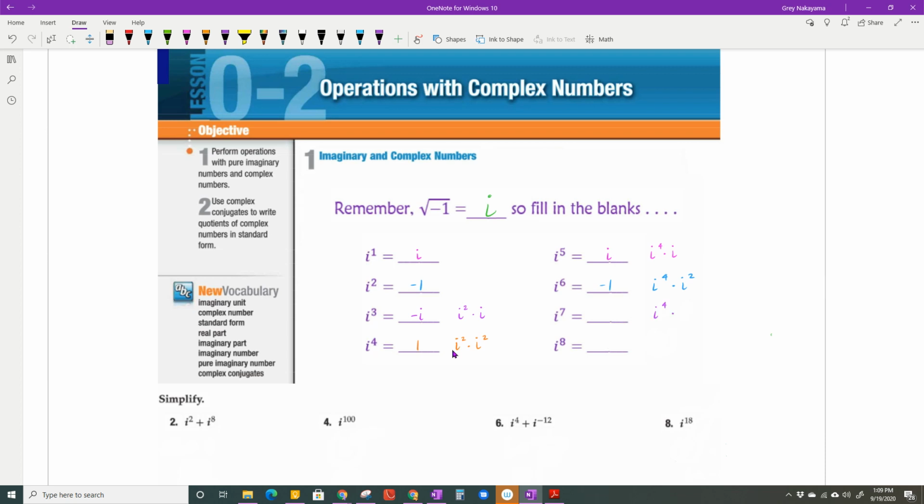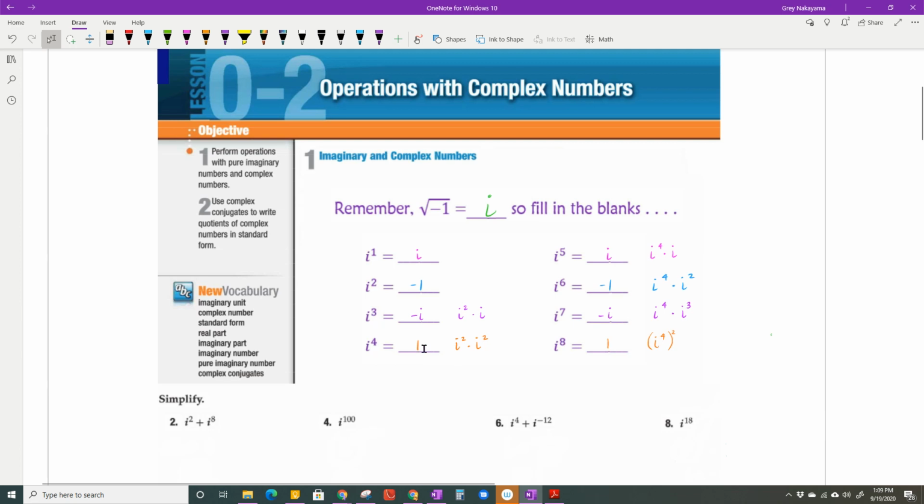And then i to the 7th is going to be i to the 4th times i to the 3rd. i to the 3rd we can see is -i. And i to the 8th is i to the 4th squared. And 1 squared is 1. So if you were to keep going, 9, 10, 11, 12, 13, 14, 15, 16, your answers are always going to be one of these four. So whenever you see an i problem, and you have to just simplify i with an exponent, it's basically multiple choice. The odd powers are i and -i. The even powers are -1 or 1.